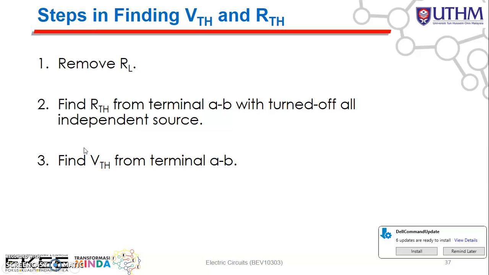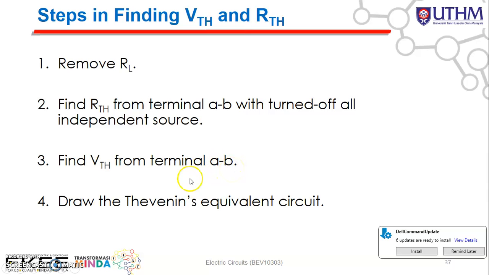Okay, and then you put back your independent source to turn on back, and then you just find the V Thevenin from the terminal AB. So the V Thevenin is actually the V open circuit at the terminal AB. Okay, and then you can just draw the Thevenin's equivalent circuit.